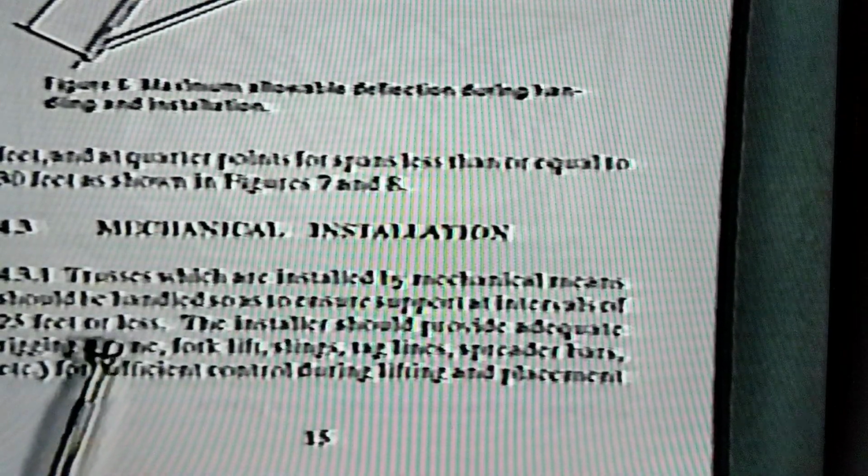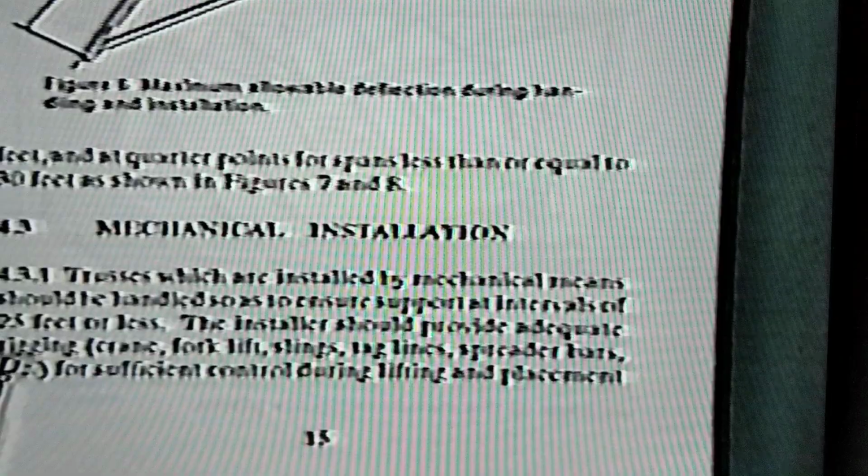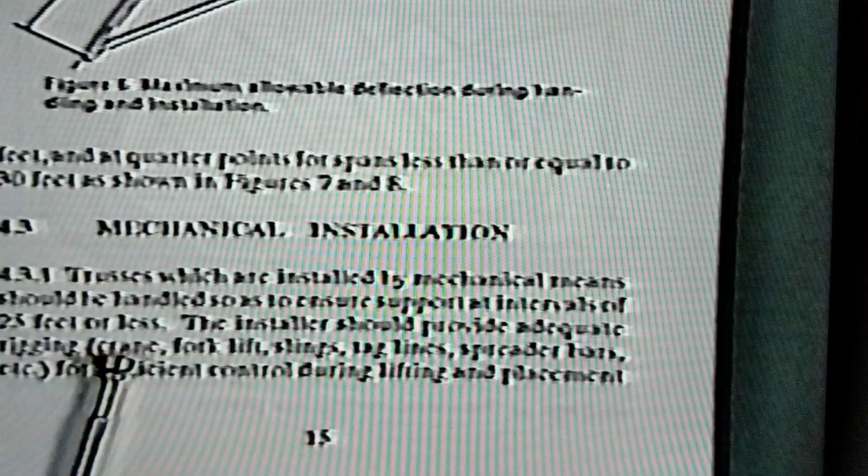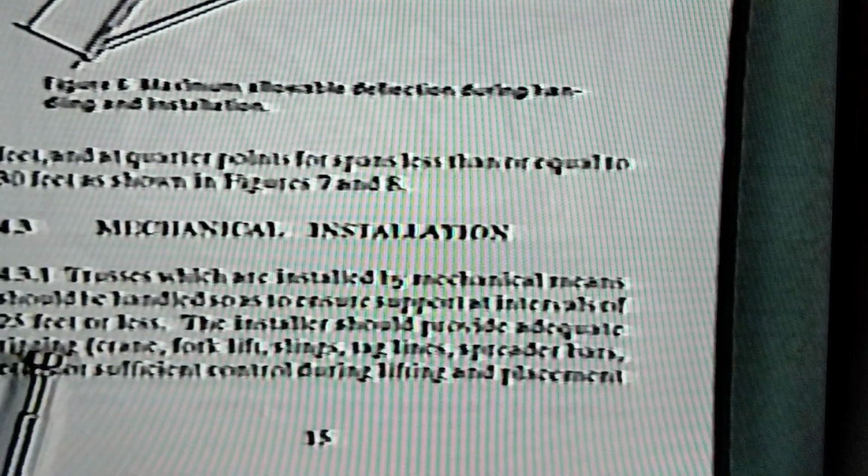In mechanically installing trusses, we want to make sure that we support them at intervals of no greater than 25 feet. Smaller trusses, or trusses that are going to be installed by hand, when they are smaller, could be flipped over from using the peak.